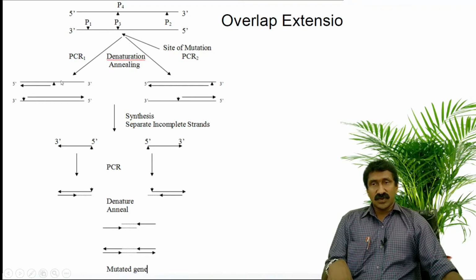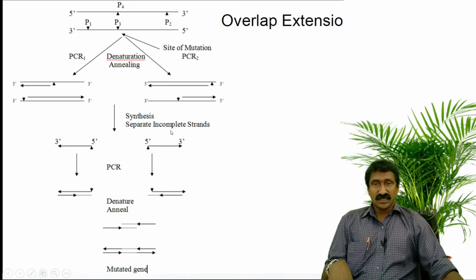In PCR step 1, you will use primer P1 and P4 here. Then P3 and P2 were used in the other reaction. So the products will be something like this. P4 will amplify this product, P1 will amplify this product. Then P2 will amplify the longer product, and in PCR 2, P3 will amplify the shorter fragment.